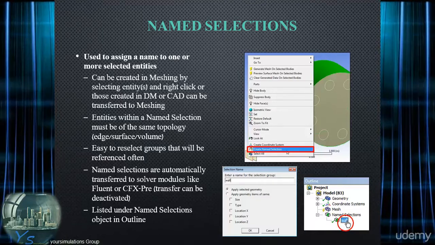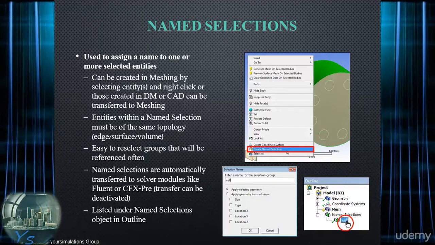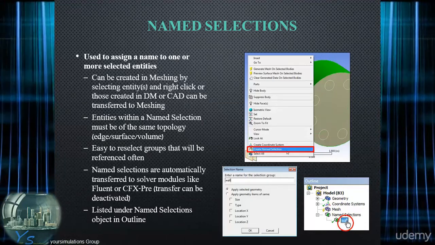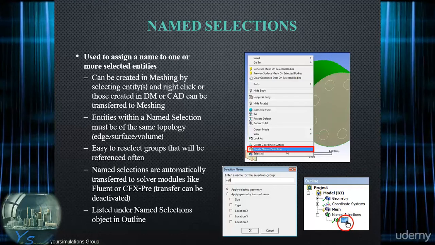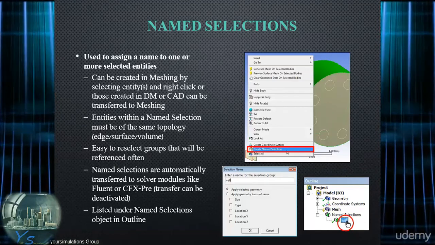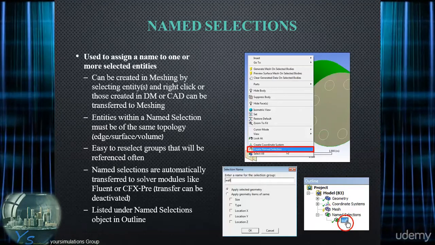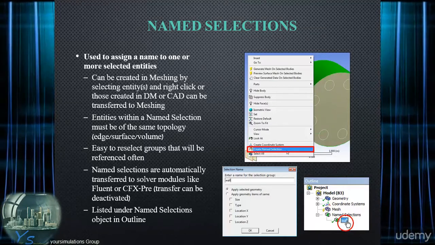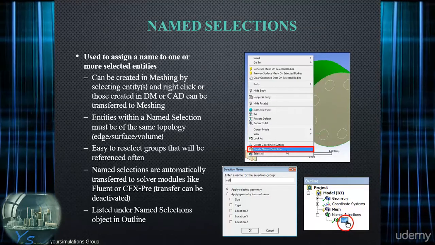Of course, it is also possible to create named selections in meshing. Like the local mesh controls, we can use the outline or the context menu in the viewport to insert a new named selection. We can use them while defining local mesh controls, which can save a lot of time.